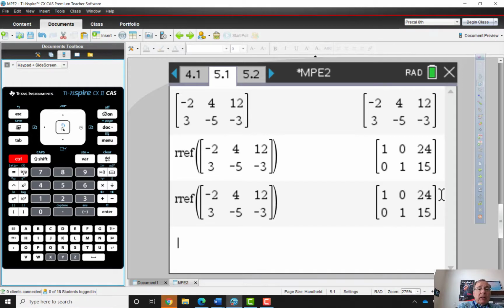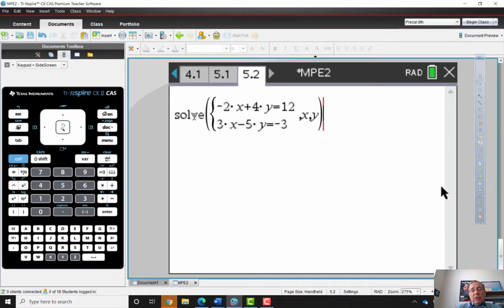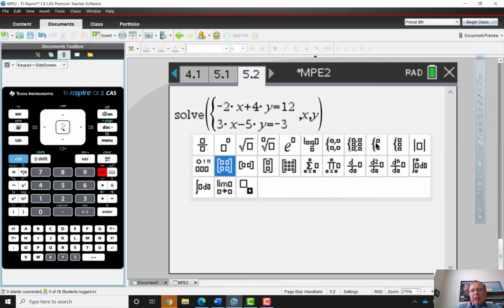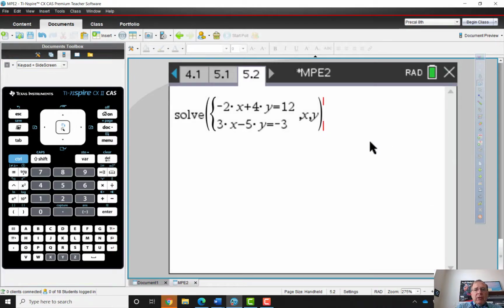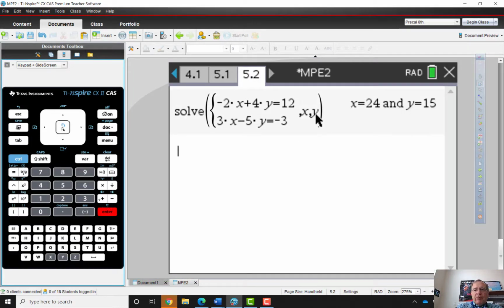There's another way to do it in the calculator. We can use the solve feature. And this big brace here, if I go to the palette of math, this is the two-part or two equation system. This one you can do a system of as many as you want. So I do use the two-part, two equation system, and then I have to tell it solve for x, solve for y. So x equals 24, y equals 15.